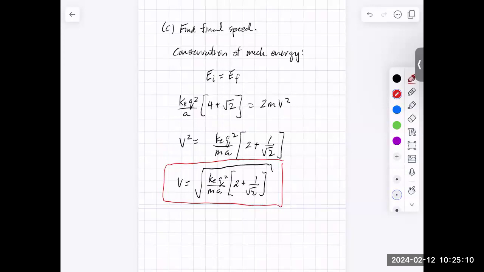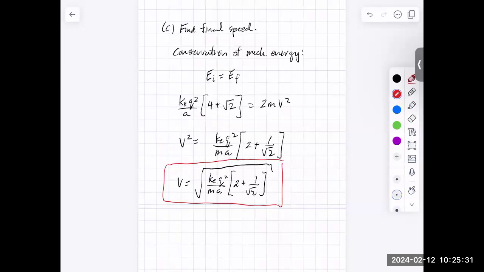So that's one example of using conservation of energy principles to solve this kind of problem. If you want a challenge, see if you can do this using force analysis. It'll be much more difficult, but you should ultimately end up with the same final answer. All right, any questions? Yep.